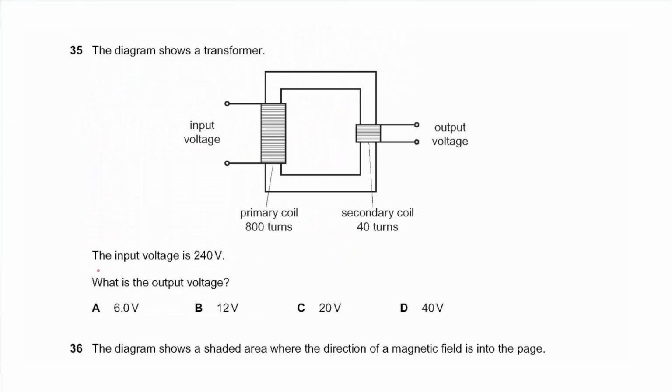Question 35 says the diagram shows a transformer. The input voltage is 240 volts. What is the output voltage? We have 800 turns on the primary coil and 40 turns on the secondary coil. We can use the equation Vs over Vp is equal to Ns over Np, or cross multiplication. So we have Vs required, Vp is 240, Ns is 40, Np is 800. So we multiply 240 times 40 and then divide by 800. That gives an answer of 12 volts, so we choose B.